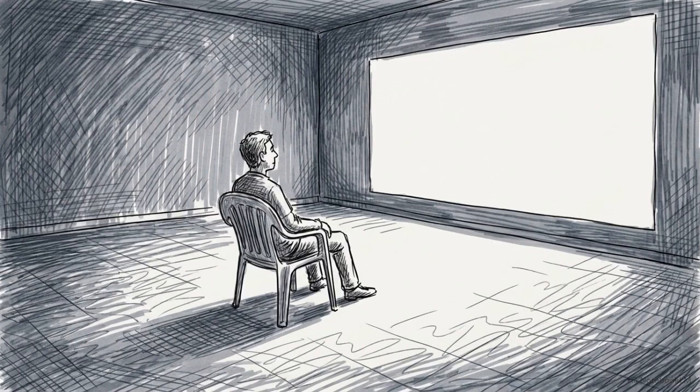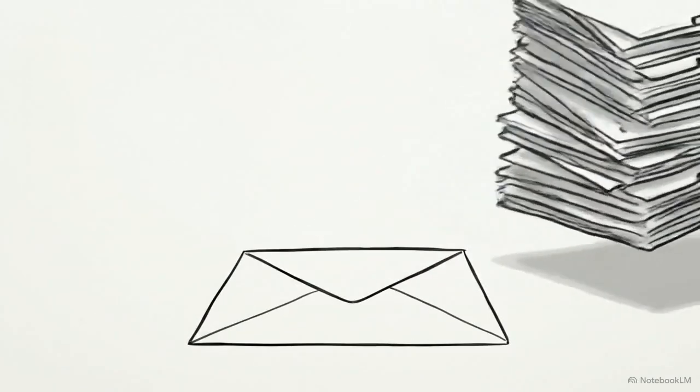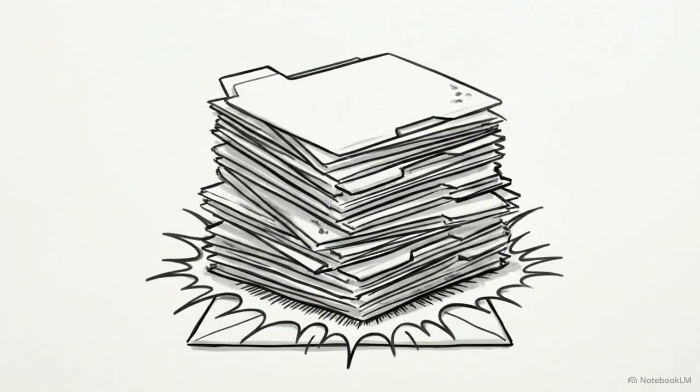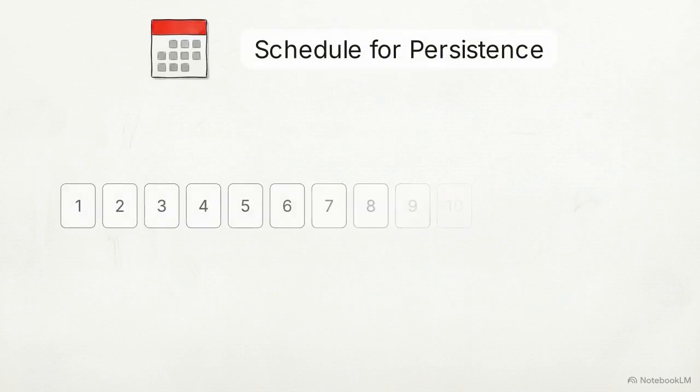Even with a perfect email, sending it once and passively waiting can fail. British administrative culture frequently relies on time as a passive response, meaning a single message can disappear within a routine workload. This calendar outlines a schedule for persistence.